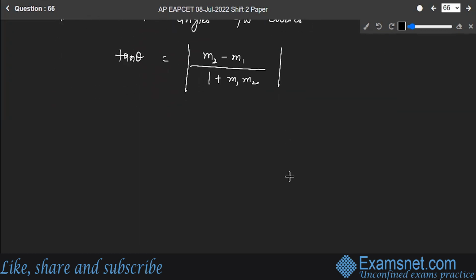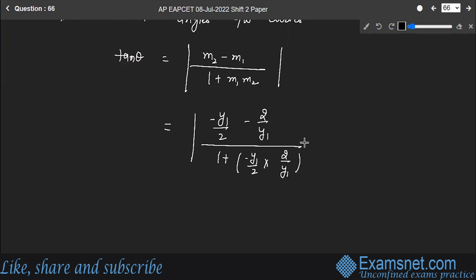Now I just have to fill in the values. We got everything. So minus y1 by 2 minus 2 upon y1, whole divided by 1 plus minus y1 upon 2 multiplied by 2 upon y1. When you solve it, see this is 1 minus 1. The denominator has 1 minus 1, which gives me infinity. Therefore, this can be given by tan of pi by 2 only. So that means theta is equal to pi by 2.